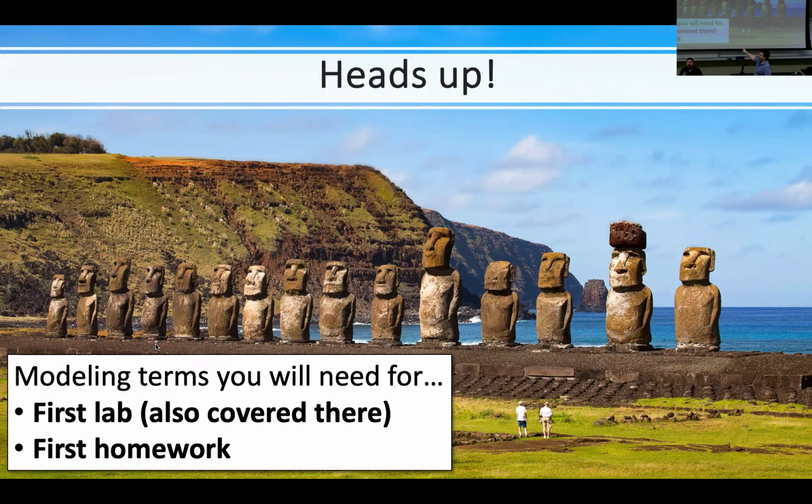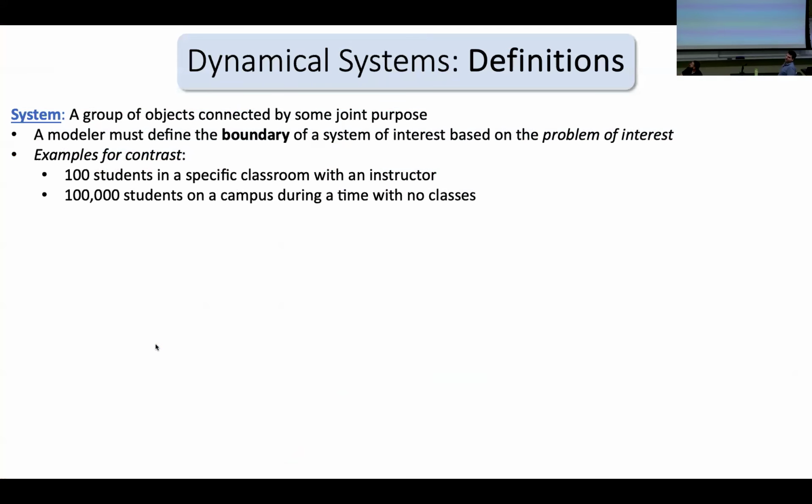All right, moving forward, I just want to cover some modeling terms. For those of you who've already done the first lab, you have seen some of these, and if you're going to move on to the first homework, you'll need them for that homework as well. I've already talked about some of these, but now we're going to give some formal definitions. I'm going to frequently talk about a system, for example, a discrete event system. A system is a group of objects connected for a joint purpose. The big thing here is you have to define a boundary of the system, basically defining what's in the system and what's outside of the system. Sometimes you don't have to put everything in your model, only the stuff that's really important to the particular problem area.